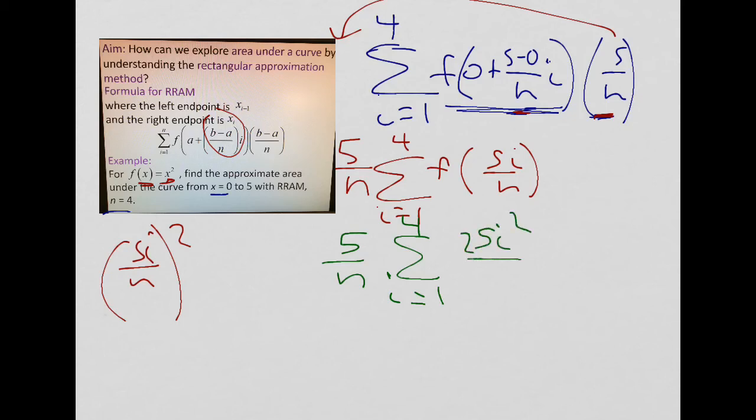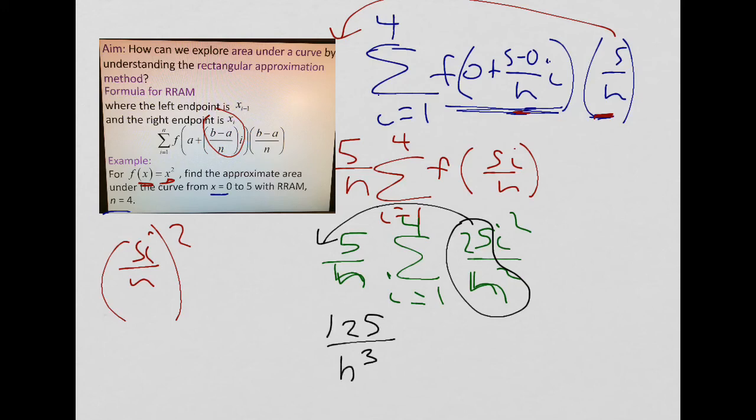25i squared over n squared. For some reason, that looked like an h or a 4 or some number. It's an n, and this is an n. So we're treating this as a constant, so I'm going to also pull that out in front, and they get multiplied together. So 25 times 5 is 125. N squared times n is n cubed. Again, this may be familiar from pre-calc.